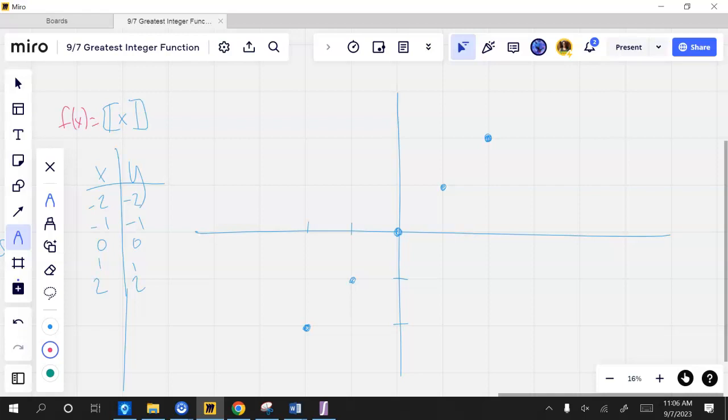We'll go over that. But for the rest of this one, if I start thinking about what's happening in between here, let's think about what I'm plugging in and what it's spitting out. So if I plug in, let's just say a half, because that's in between these two, what do I get back out?